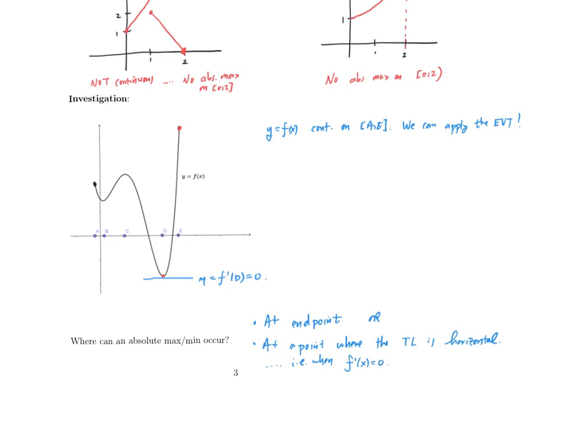And just to reiterate, by the extreme value theorem, a continuous function on a closed interval will have an absolute maximum and an absolute minimum that occurs somewhere in the interval. And those maximum and minimum values occur at one of two types of points: an endpoint of the interval or a point in between where the tangent line is horizontal.